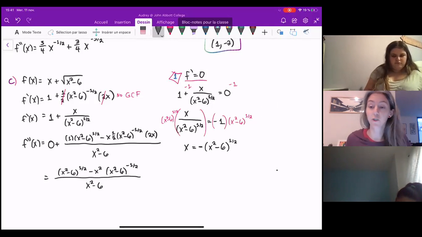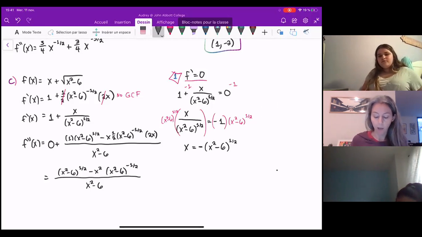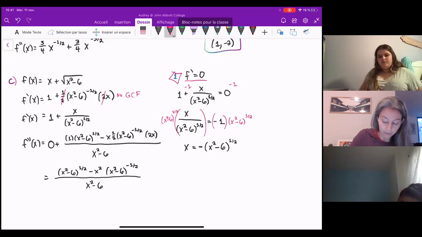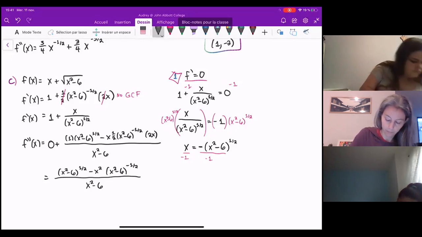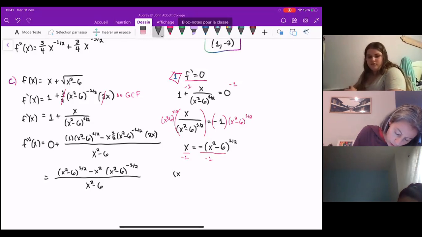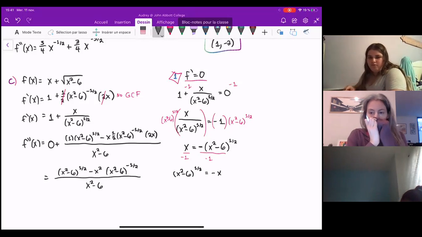Okay, so something interesting has just happened here, and I want to know if you guys see it. I'm actually going to take a second, and this might help. I'm going to move this negative to the other side. So I'm going to divide both sides by negative 1. And that's going to give me x squared minus 6 to the 1/2 is equal to negative x. And if you don't see it, that's actually maybe better because it won't confuse you later.